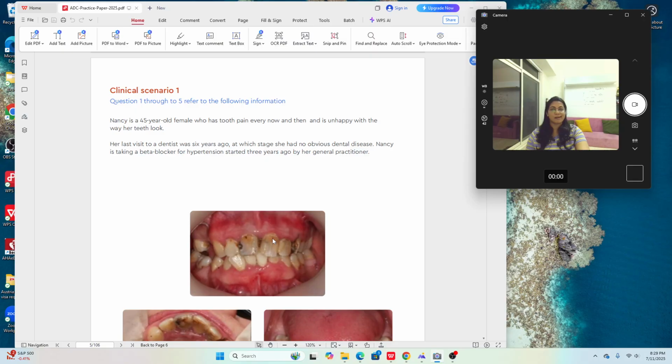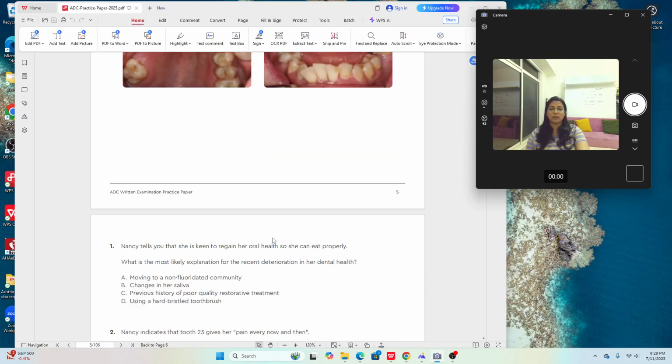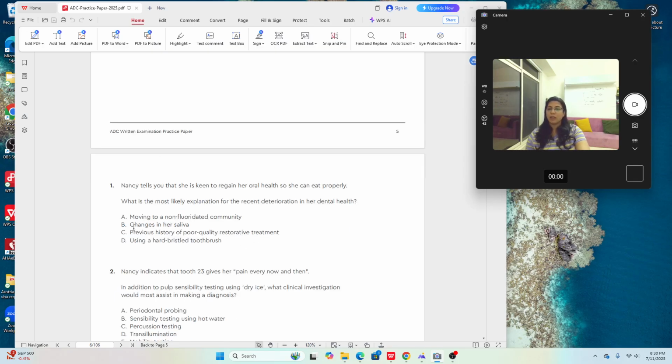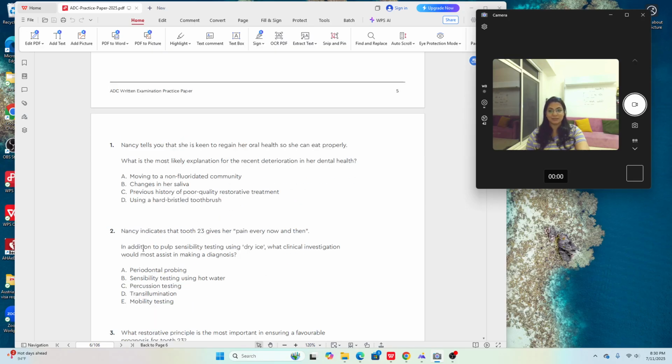Huh? So don't jump to a conclusion. Plus, if somebody is moving to a non-fluoridated community, it doesn't mean that all the people out there will be suffering like this. So this is out of question. Changes in her saliva. What did I mention in the start? Beta blockers, decreased salivation, dry mouth, caries.